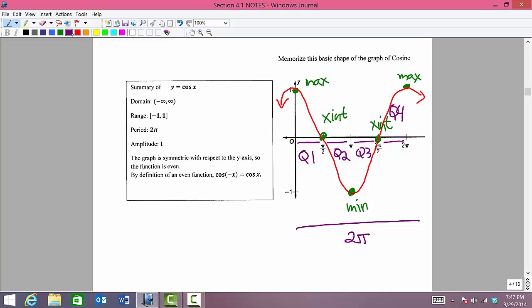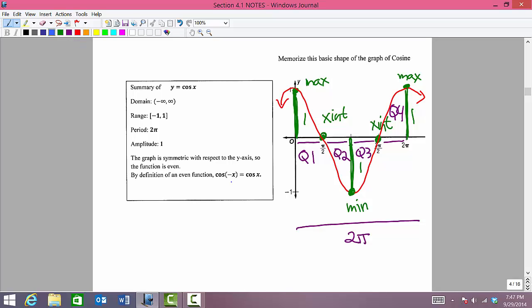The amplitude, remember that's the distance from the middle of the graph to the top of the graph, from the middle of the graph to the bottom of the graph. We have an amplitude of 1. So we have 1 unit is the distance from the middle to the top and from the middle to the bottom. The graph is symmetric with respect to the y-axis, so we would say that this cosine function is even.